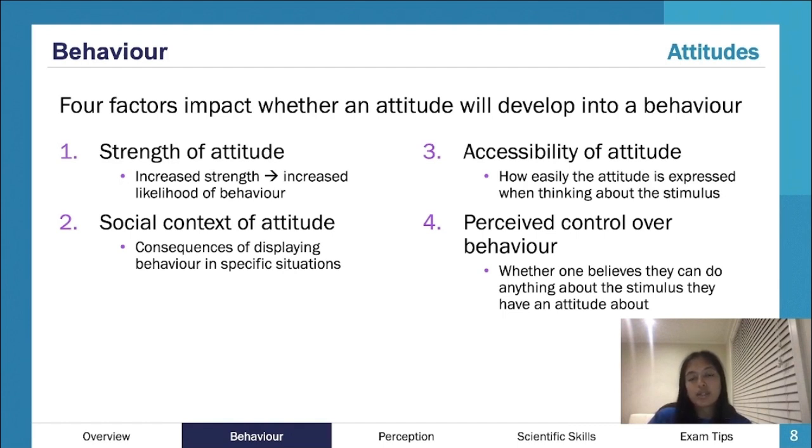And then the last thing is your perceived control over your behavior. Be mindful, this isn't self-control, but the idea of whether the behavior is actually going to be meaningful. Again, with climate change, is me joining a club actually going to be beneficial? Is it going to do anything for the cause? It's the idea of whether this attitude should become a behavior. Is there a reason for me to display this behavior? Basically, that's the idea.